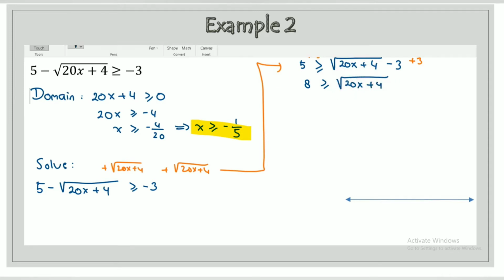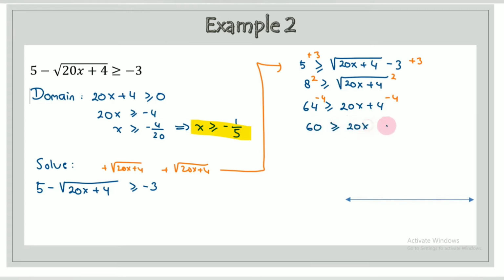Because we have isolated the radical, let's square both sides to get rid of the radical sign. So we have 64 is greater than or equal to 20x plus 4. Now the last step is we need to isolate x. So we subtract 4 from both sides, and then we have 60 is greater than or equal to 20x. Then when we divide both sides by 20, I change the position, so x is less than or equal to 3. So the solution is all x that is less than or equal to 3.